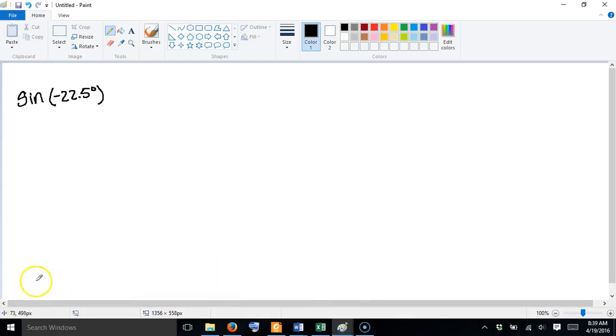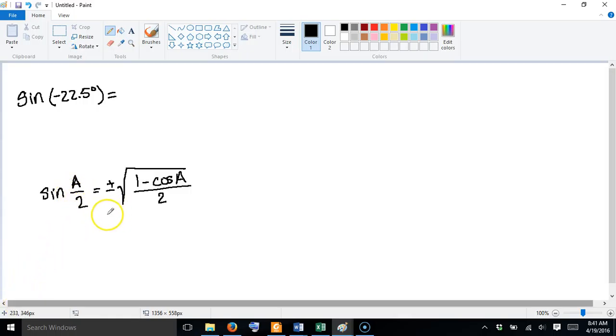All right, next is problem number 6. We're going back to that one. And it's telling us to use the half angle identity to find the exact value of sine of negative 22.5 degrees. So this one isn't too bad. What you need to know is that your half angle identity for sine is this. All right, it's this right here.